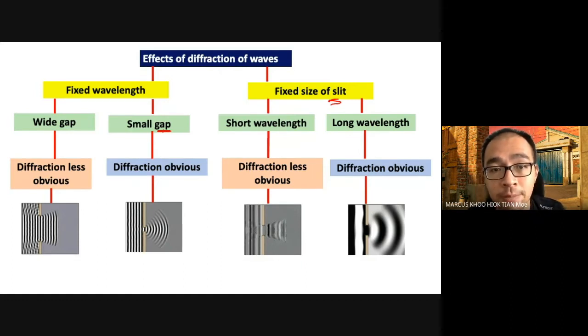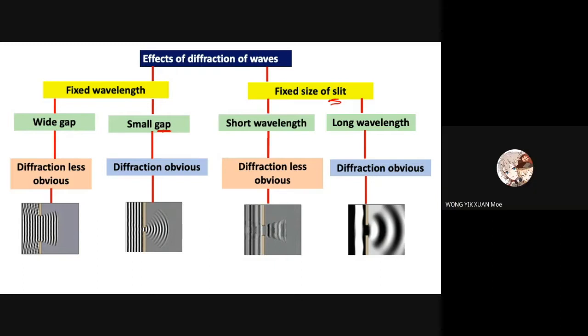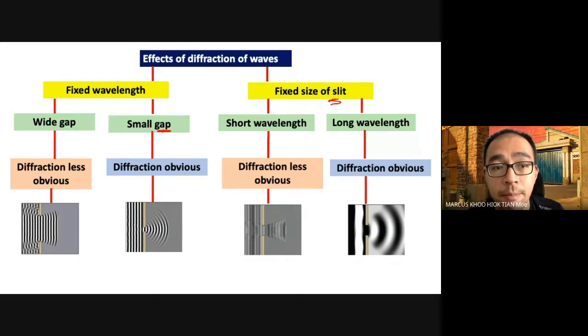Either a circular pattern, or what is the other one? How is this pattern described? Anybody? Can you describe this pattern for me? Plain and bend at the edge. Okay, it's plain and bend at the edge. And so we call this kind of diffraction a less obvious diffraction, because the waves do not spread out much, because there is a wide gap. Whereas a circular diffraction shows a more obvious diffraction pattern, especially when we're talking about water waves.